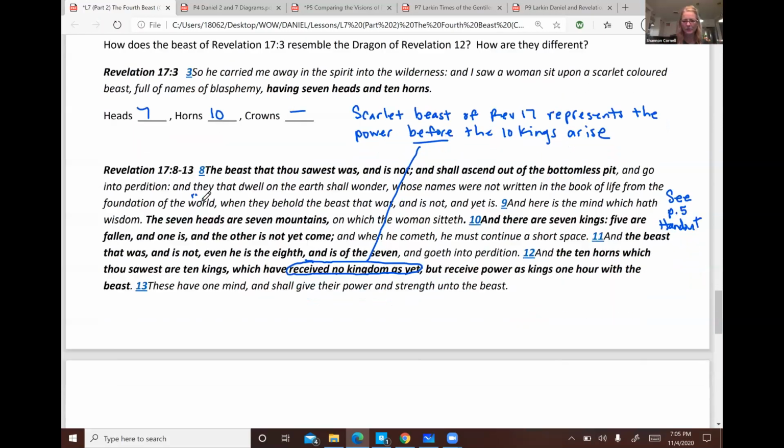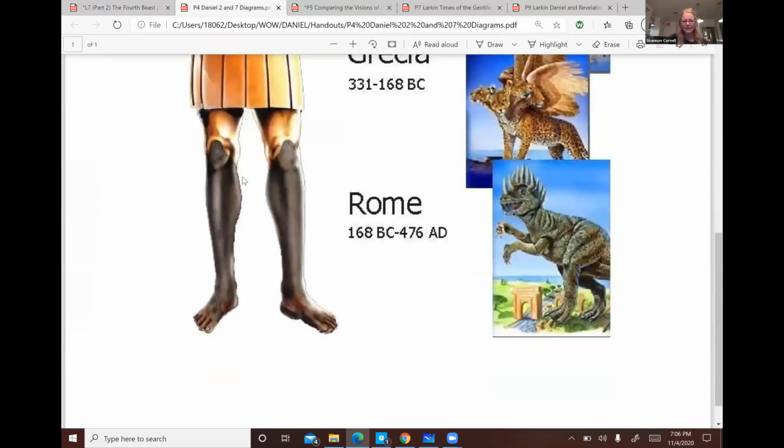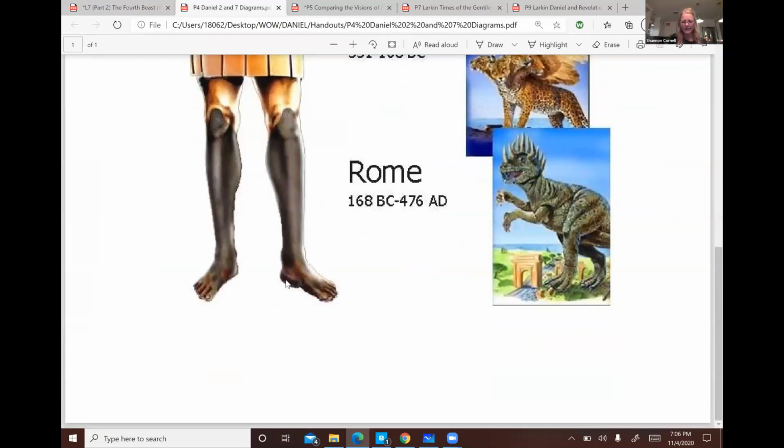So let's read some of these details. Revelation 17, verses 8 through 13. "The beast that thou sawest was and is not, and shall ascend out of the bottomless pit." Okay, so let's pause right there for a minute. We've been talking about the fact that that last kingdom may have 2 phases. In Nebuchadnezzar's dream, we have the legs of iron extending into the feet of iron mixed with clay. So we see 2 phases of something similar.